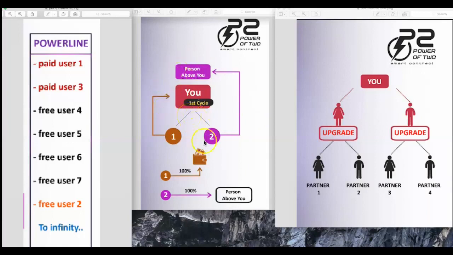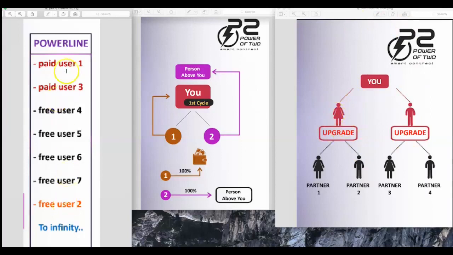It's a very, very innovative process. Okay, so 100% you receive, 100% goes to the person above you. So let's look at this in another way over here. There's you, there's the first person who pays you, there's the second person that cycles you. Now, let's look at this person right here.